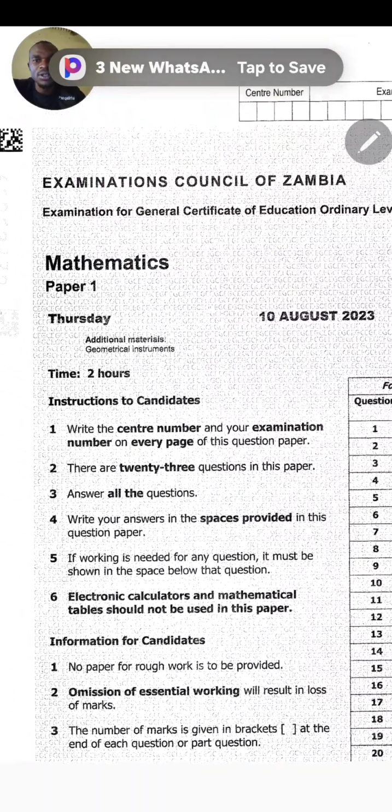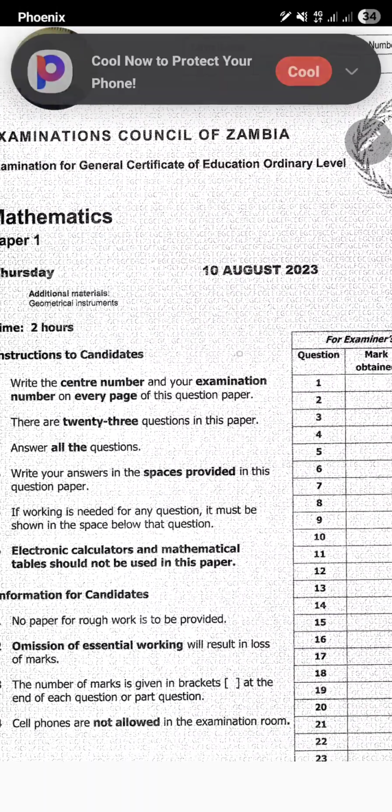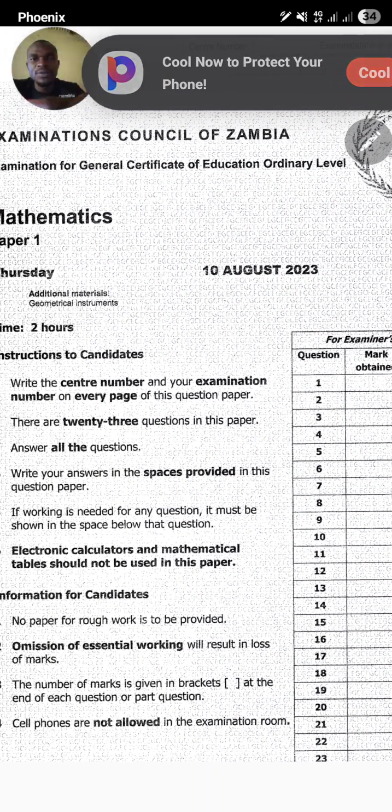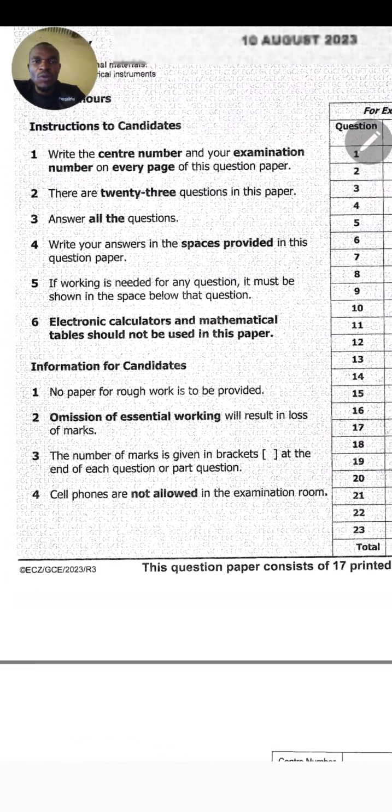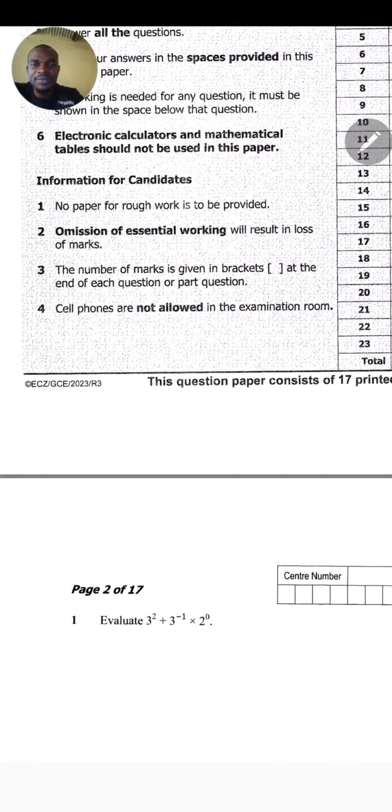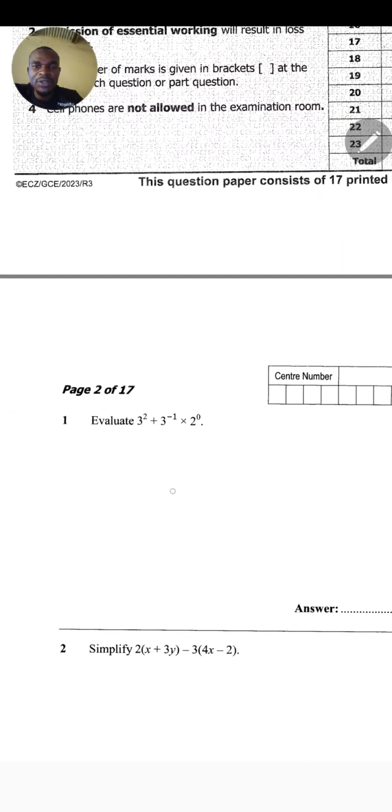We're going to do this paper. This is 2023. We will solve this question paper from 2023.